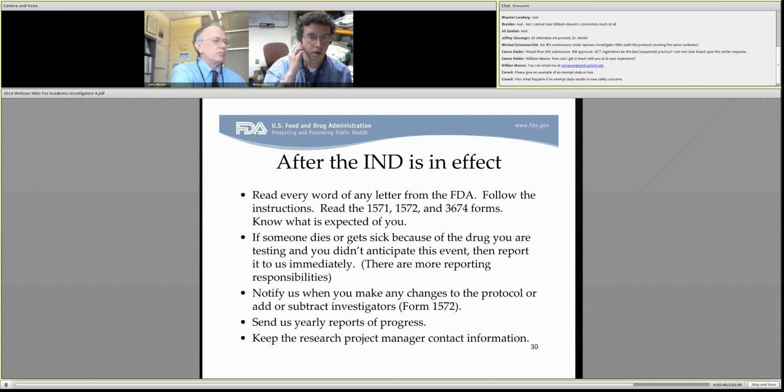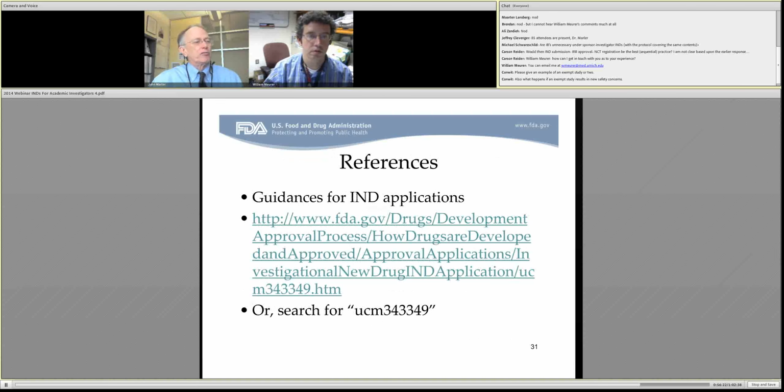Now, this is my interpretation. I'm sure you'll have people at your institution who will be helping you make sure to do that, but it's very serious to have that happen and not report it. Please notify us when you make any changes to the protocol and add or subtract investigators, and send us yearly progress reports. Be sure to include all of the safety problems that you encounter in those progress reports, but you don't have to report every safety problem to us when it happens. Only those that I described above in general, but be sure and know from the documents what you're responsible for.